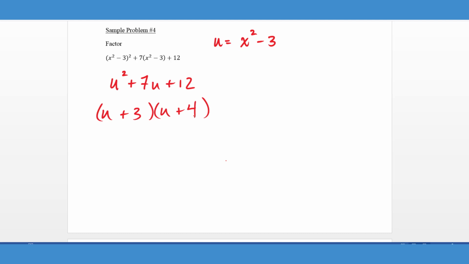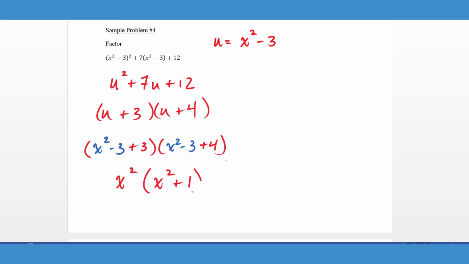And now we can come back and we can replace the u in each part, and then finally we just need to consolidate the terms. So -3 and +3 actually cancel each other out, and then we have just a +1, and so that's fully factored at that point. We'll take a look at another problem here.